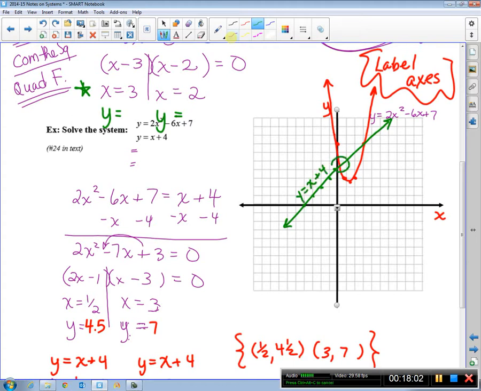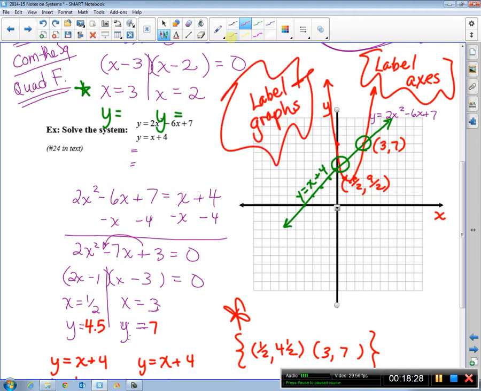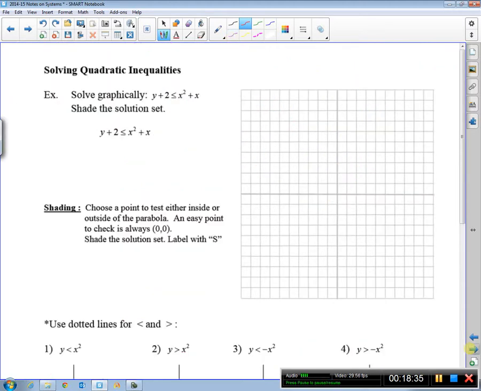And then when you're doing a system of equations, you circle those solutions. And we have them written down here, of course, but you could also write them next to the points. All right, so remember to label your axes, and remember to label your graphs. You can actually lose credit when you don't label, so that's very important. Wanted to go over that with you. Let's take a look at the next page.